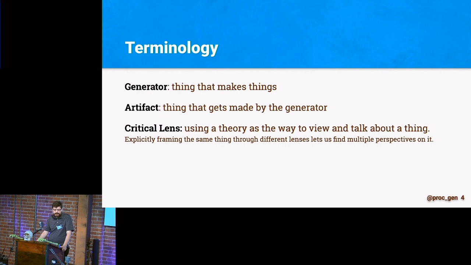And then finally, and maybe most critically for this talk, the idea of critical lens, which is the idea that you can use a theory as a way to view and talk about something. It doesn't have to be the totality or the one way to talk about a thing, but it gives you a particular perspective on it.